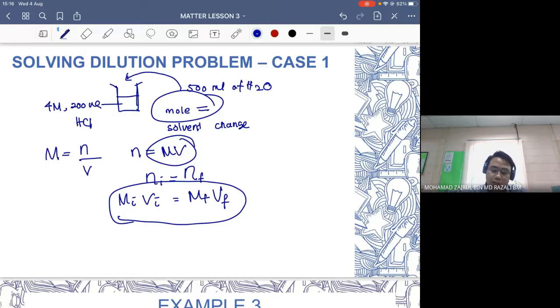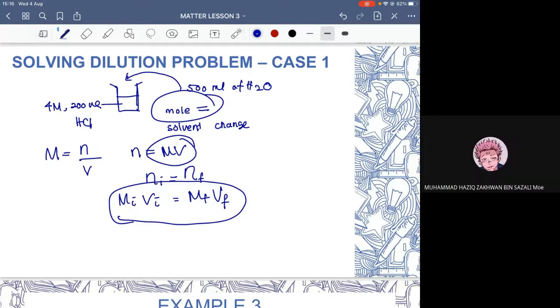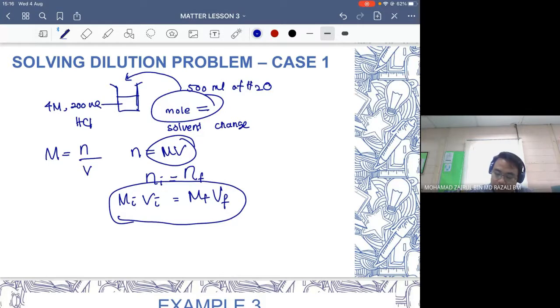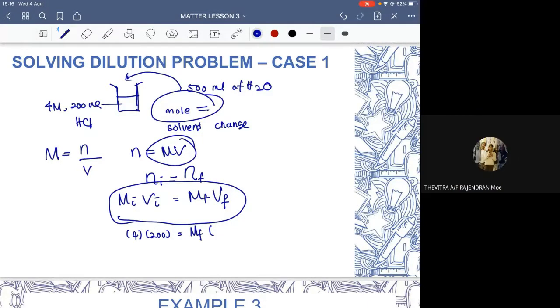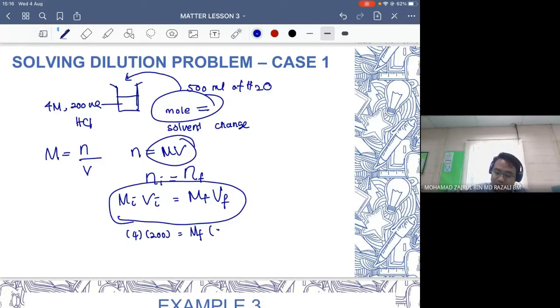Okay, so contohnya untuk ini, the molarity before dia apa? Molarity before dia. Formula kan? So for volume initial is 200. Okay, molarity final we going to calculate. Okay, volume final dia berapa? Volume final dia? 700. 700, correct. Bukan 500 tau. Sebab asal dia initial kita dah ada 200. So tambah lagi 500. Our final is 700.